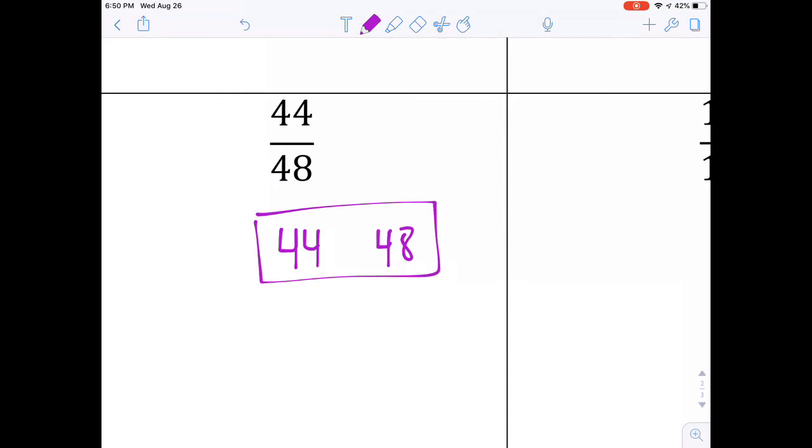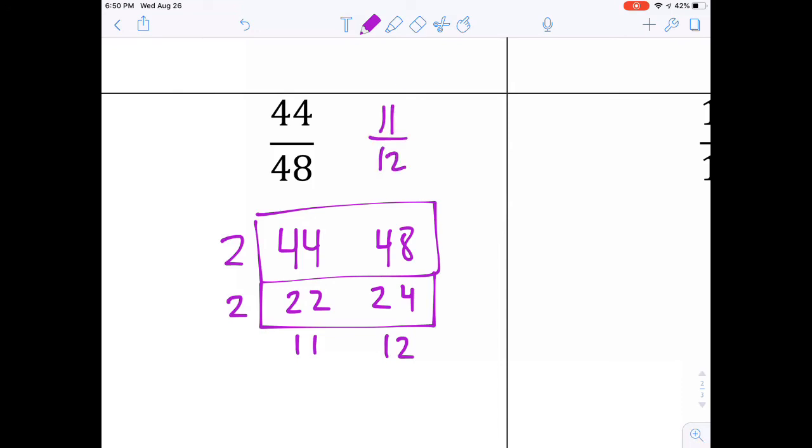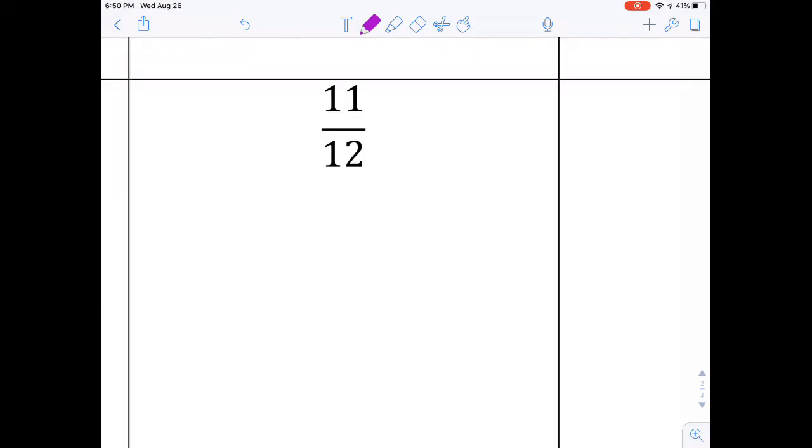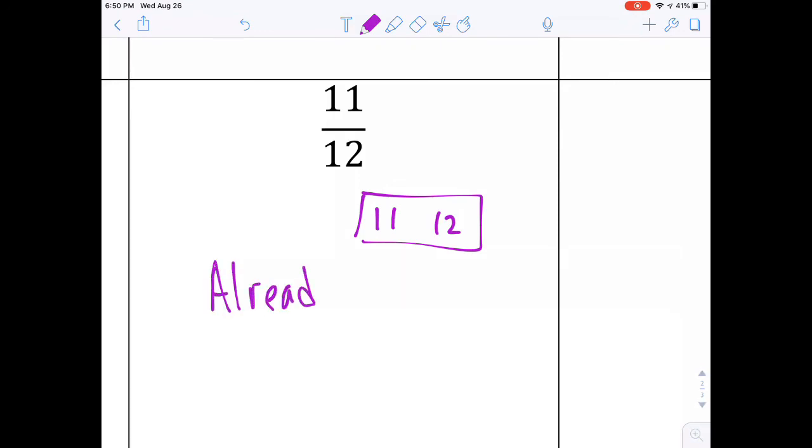On this next one, we have 44 and 48. You can divide a 2 out of both. So 2 goes into 44, 22 times, and 48 divided by 2 is 24. We can keep it going to divide another 2 out. 22 divided by 2 is 11, and 24 divided by 2 is 12. There is nothing you can divide out of 11 and 12, so 11 over 12 is already simplified.